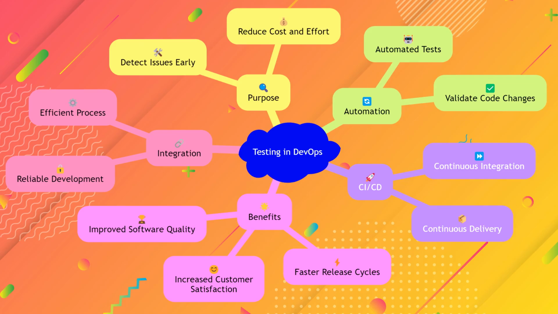Testing in DevOps is essential for maintaining high-quality software. It allows teams to detect and fix issues early in the development cycle, reducing the cost and effort required to address bugs later. Automated tests in the pipeline ensure that every code change is validated, promoting continuous integration and continuous delivery, CI/CD. This leads to faster release cycles, improved software quality, and increased customer satisfaction. By integrating testing into the pipeline, teams can achieve a more reliable and efficient development process.